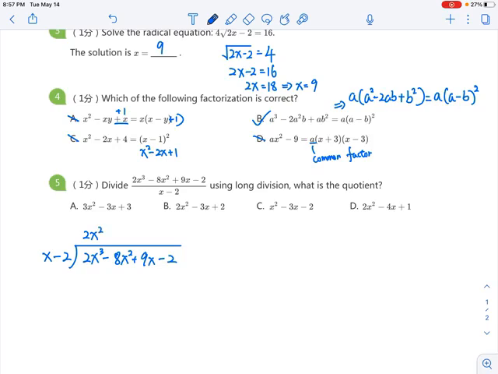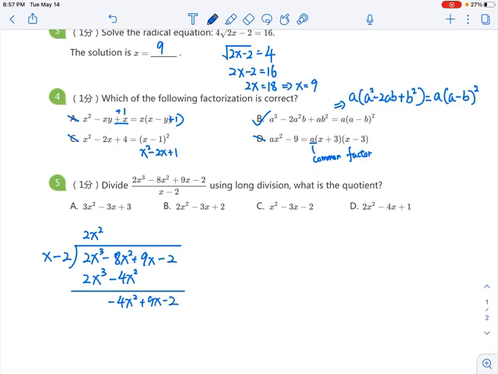And then if we multiply this by the divisor, we have 2x cubed minus 4x squared plus 9x minus 2. And then if we divide this by subtracting the expressions, we will have negative 4x squared. We don't need to write everything here. Plus 9x and minus 2. All right, so we have this expression over here.